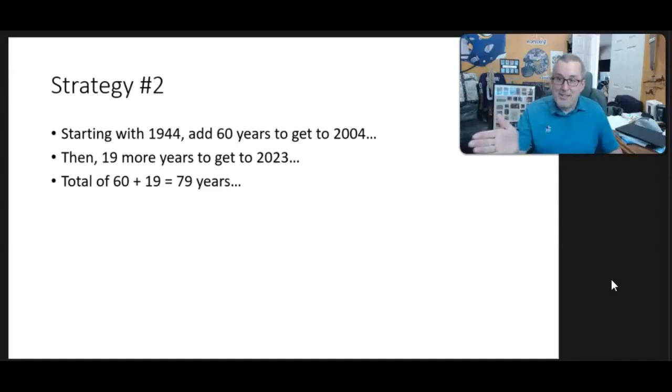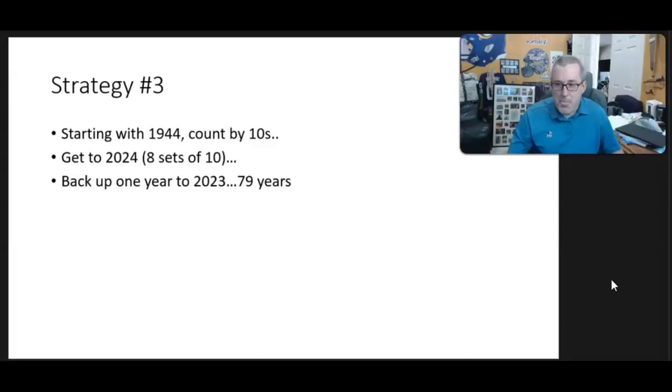Other people might start at 1944 and just add a full 60. That gets us to 2004. And then now from 2004 to 2023, they might be able to see there's 19 more years. So 60 plus 19 is 79 years. Sometimes people count by tens, 1944, 1954, 1964, 1974, 1984, 1994. They keep counting by tens until maybe they get to 2024, and then they go, oh, I just made it one too many. So they'd have done 8 sets of 10. They would have counted by 10 8 times.